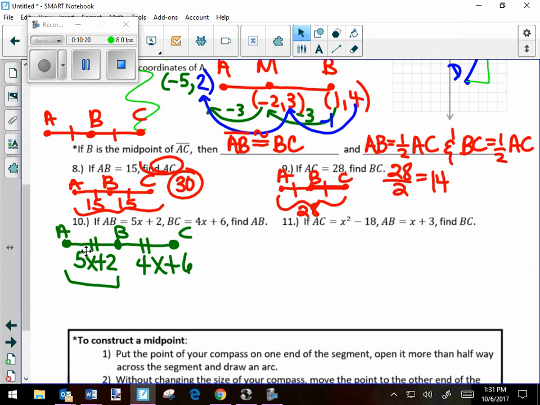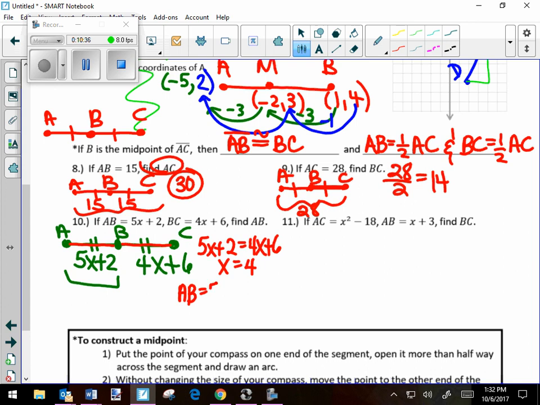In this particular question, please remember that because these two parts are equal, I can set 5x plus 2 equal to 4x plus 6. When I go through and solve, I get that x is 4. They didn't want x though, they wanted AB. So I'm going to do 5 times 4 plus 2, which is going to give me a final answer of 22.